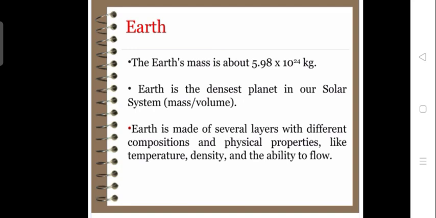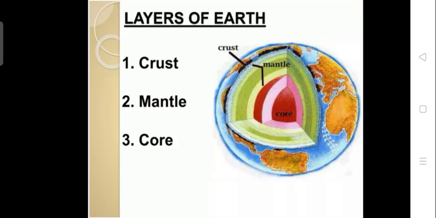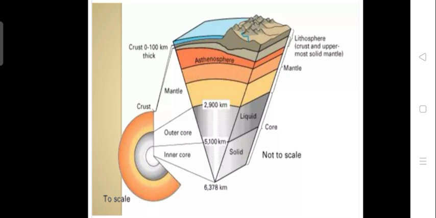It is composed of several layers with different composition, physical features, temperature, density, and ability to flow. There are three layers of the Earth: the crust, mantle, and core. These are the diagrams of the layers of the Earth. First one is the crust, second one is the mantle, third one is the core. Crust is about 0 to 1100 kilometers, the mantle is up to 2900 kilometers, and the core is found up to a depth of 6378 kilometers.